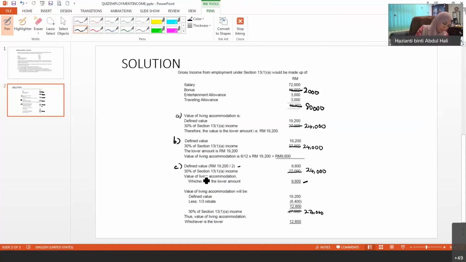And the last part is D, too large for his needs, and he was required to use it to advance the interest of the employer. It was agreed by the IRB that he was entitled to a 1/3 rebate on the defined value. So dia dah kata 1/3 rebate, ambil defined value, tolak dengan rebate, so dapat 12,800, but you still have to compare with 30% from section 31A. So the lower figure is 12,800.